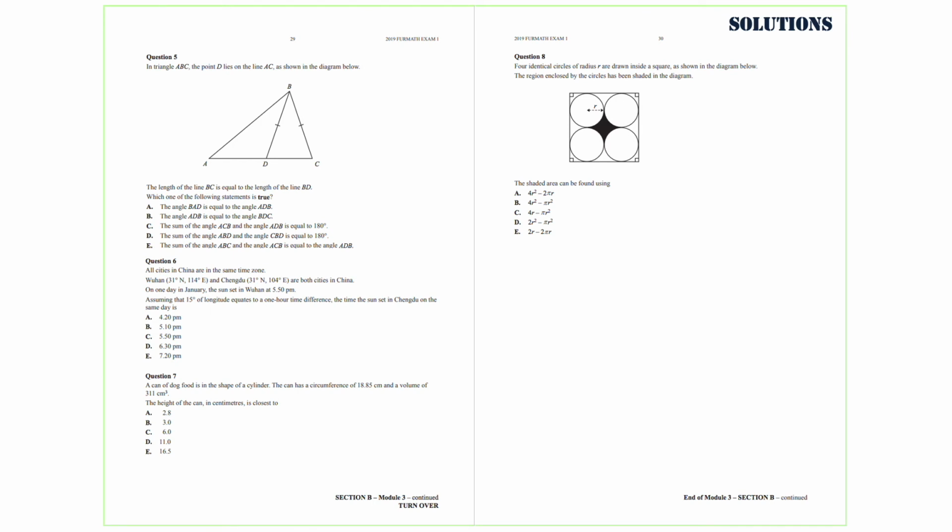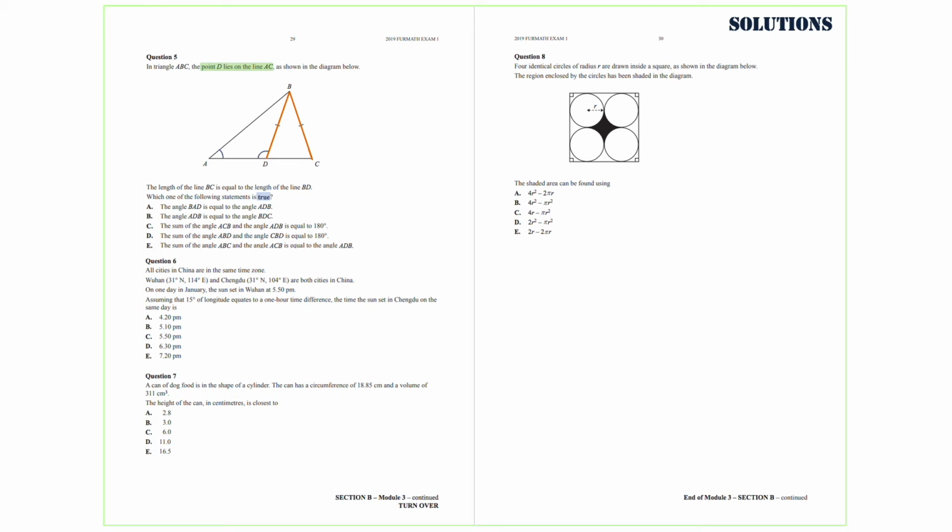Question 5. In triangle ABC, the point D lies on the line AC, as shown in the diagram below. The length of the line BC is equal to the length of the line BD. The question is asking which one of the following statements is true.